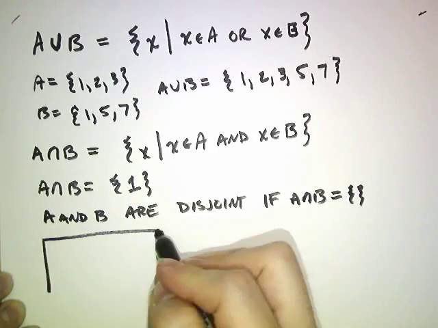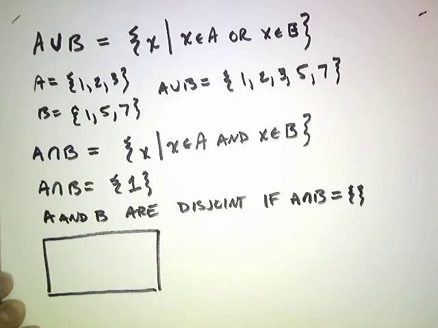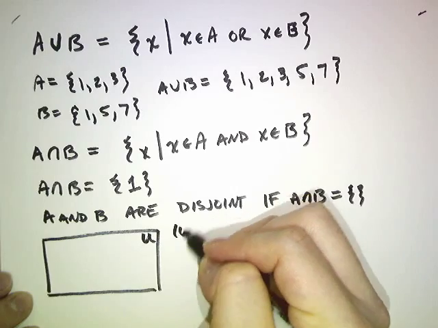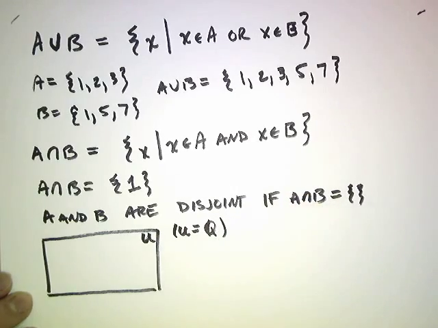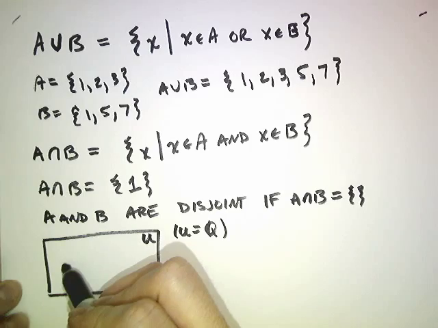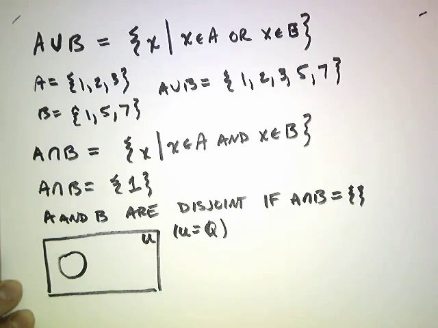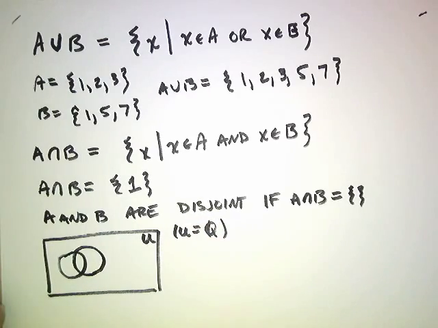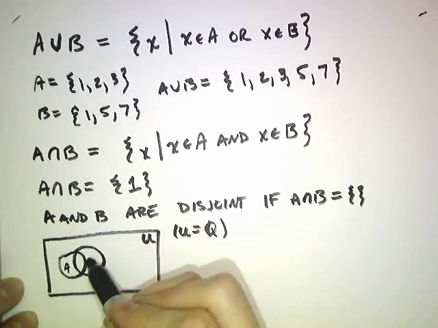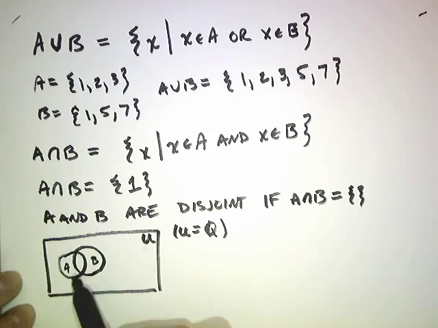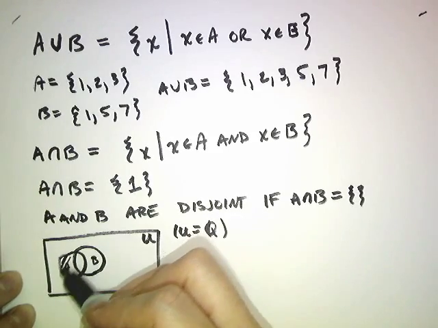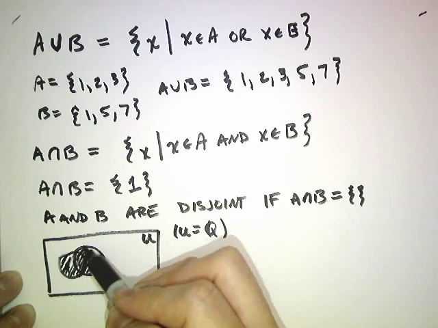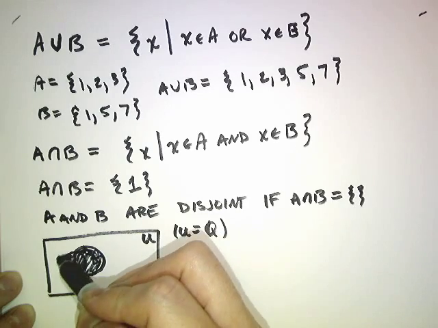Now if we think of this as a large set here, some universe U, maybe U is the rational numbers, we can draw this in pictures. Say we have a subset A of the rational numbers and a subset B of the rational numbers. This is A and B. Then A union B is going to be this filled in set here.